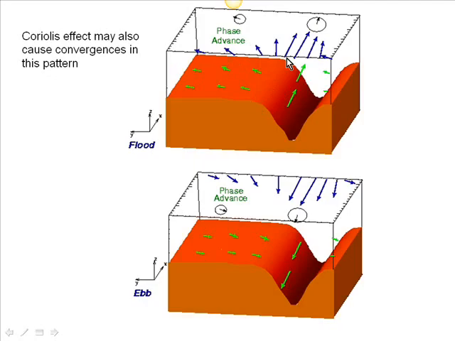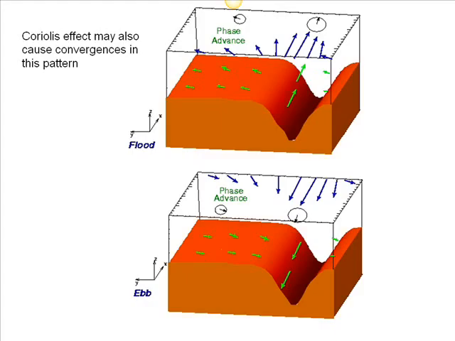So you have a divergence over this slope and a convergence over this slope. We can use Coriolis to explain these convergences. But before that, let me go back and ask you, does it make sense that by the end of flood, the flow is still going in the channel and starting to go out over the shoal?